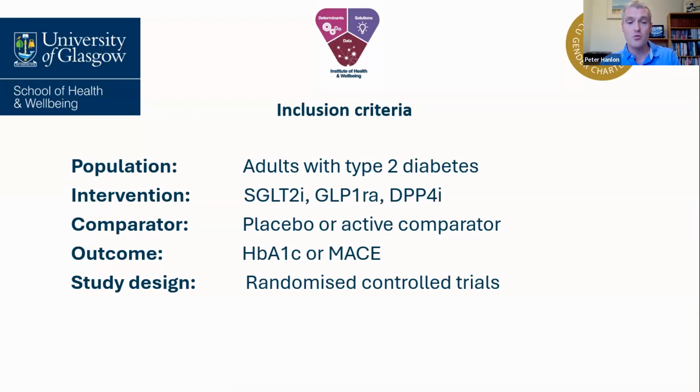These are the inclusion criteria. So it was for the three relatively newer treatments for type 2 diabetes, and we included any trial in which one of these treatments, so SGLT2s, GLP-1s, or DPP-4s, was compared to either a placebo or another comparator. So it could be one of the other newer treatments, or it could be another treatment for diabetes like metformin or whatever. We included trials that looked at the change in glycemia, so HbA1c as a measure of blood sugar control, or major adverse cardiovascular events. And we only included randomized controlled trials.